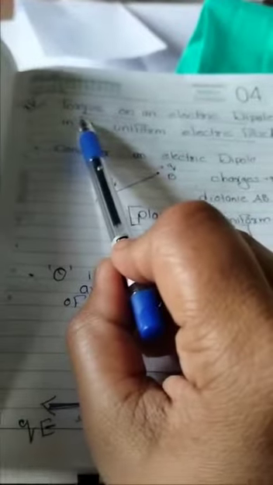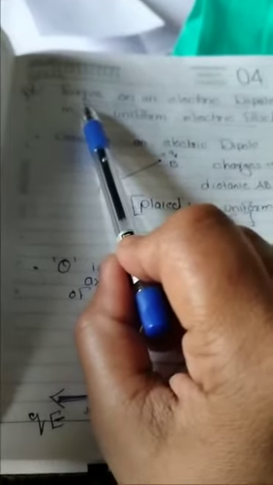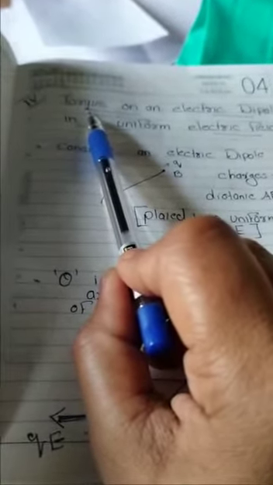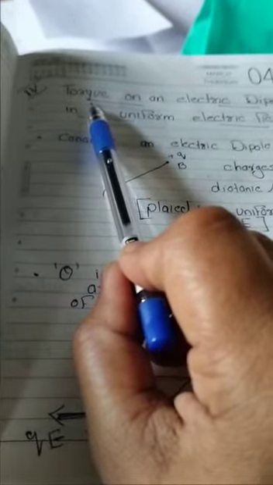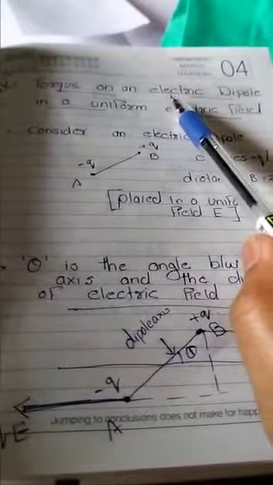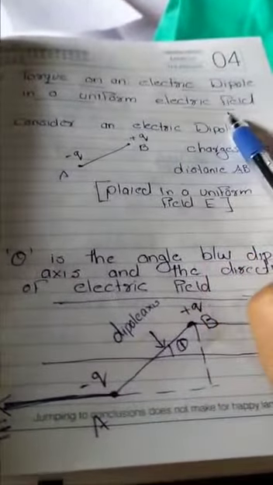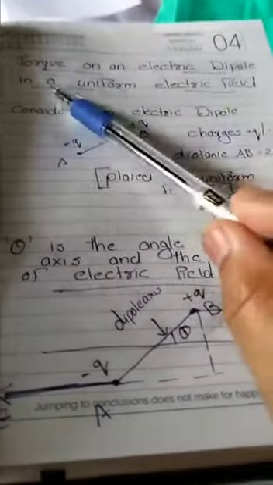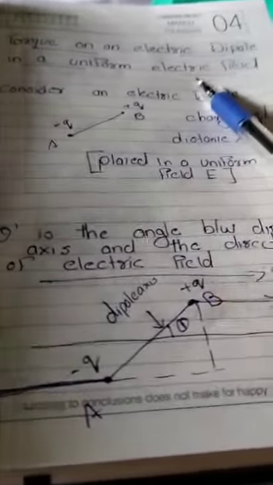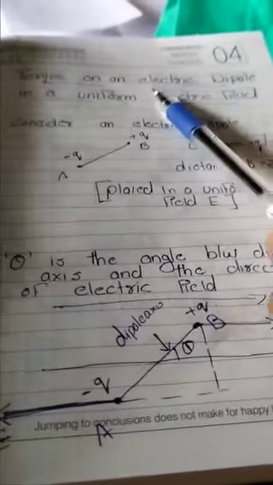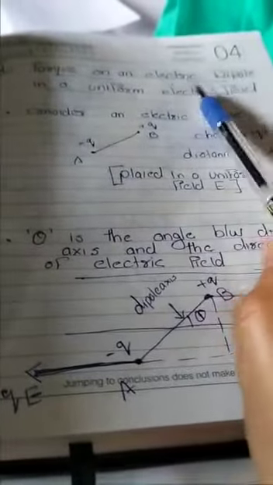What is a dipole? Equal and opposite charges separated by a vector distance 2L. This dipole is placed in a uniform electric field, and we want to find out the torque on it. So consider an electric dipole. Dipole is the first term.